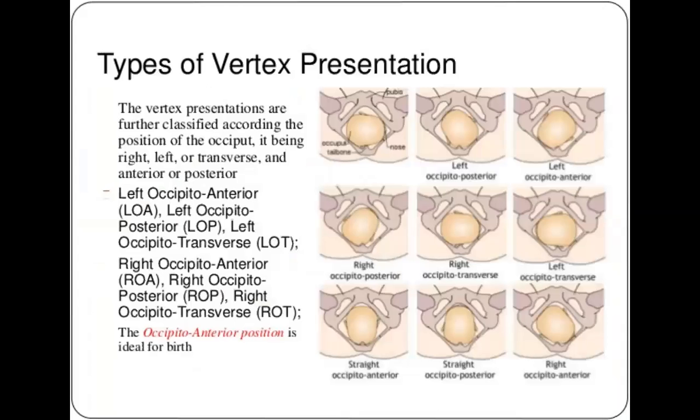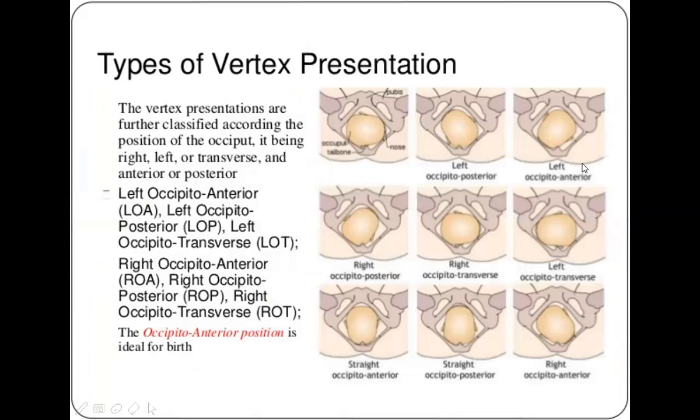So the vertex presentation is the normal one. Vertex presentation can be of various types, which are classified according to the position of the occiput. It may be right, left, or transverse, and anterior or posterior. So then it is the LOA, that is, left occipital anterior.